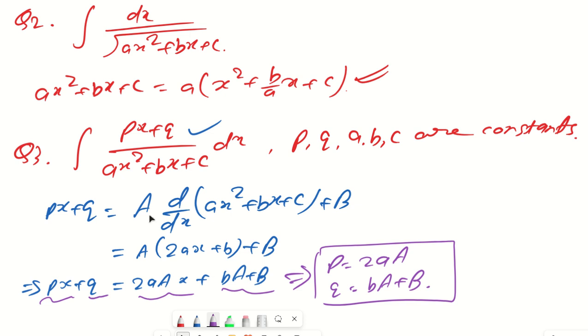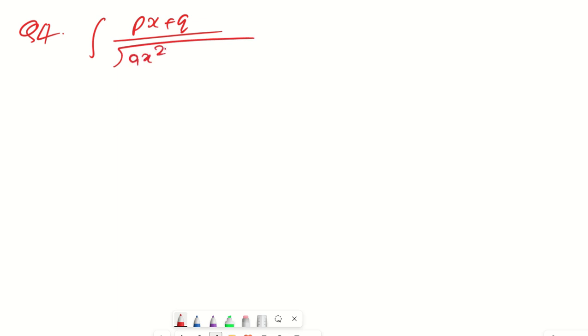What would be the other type? There is a possibility that we can get a square root of this. So let's say question number 4. Question number 4 can be of the type integration of px plus q divided by the square root of ax square plus bx plus c dx. So same way you have to proceed as in question number 3 that we just now did.